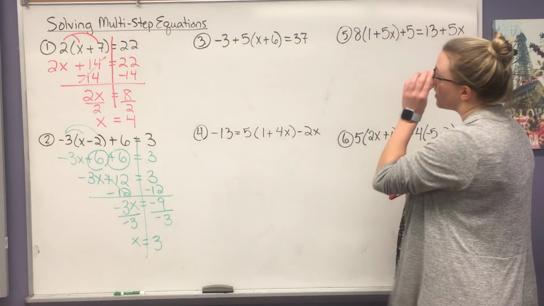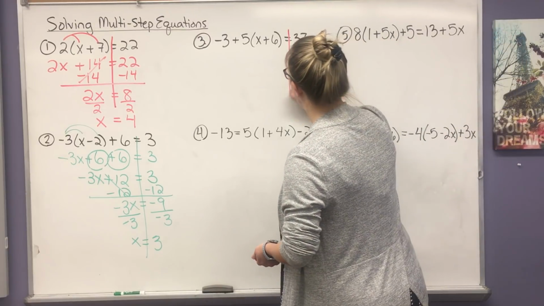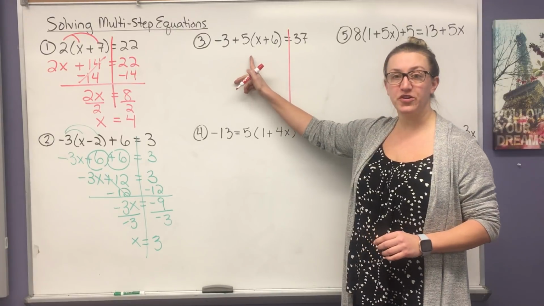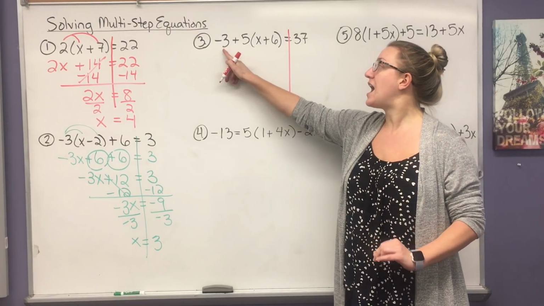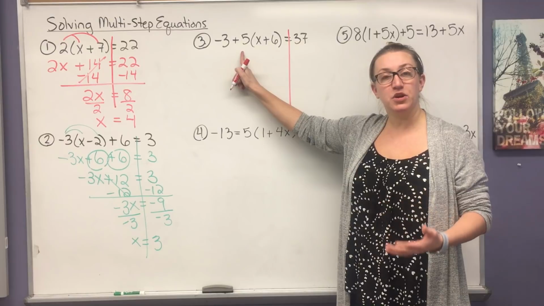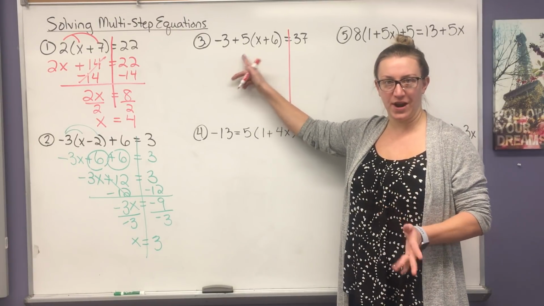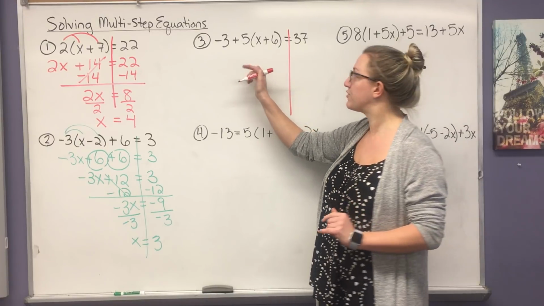Moving along. Once again, I'm going to split this down the middle and check for distributive property. I do have distributive property before I have this addition. We follow the order of operations. Never do you decide to add these two together and then multiply. No, that's not how this works.